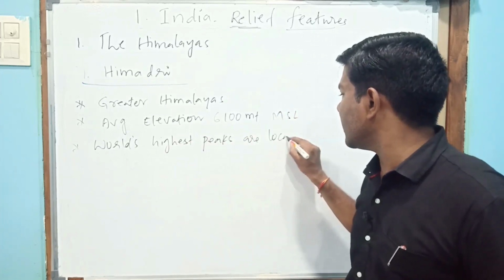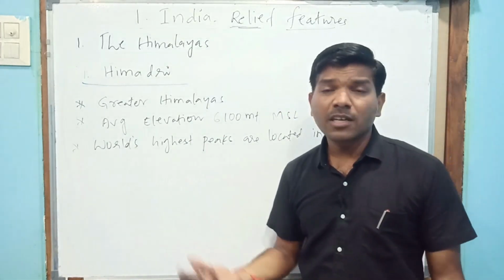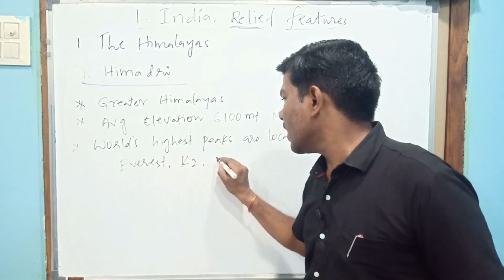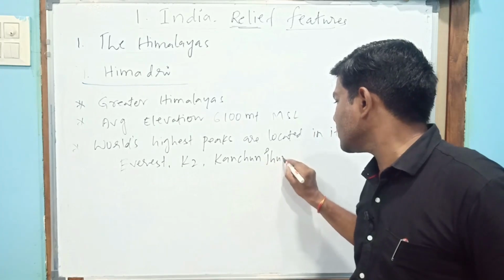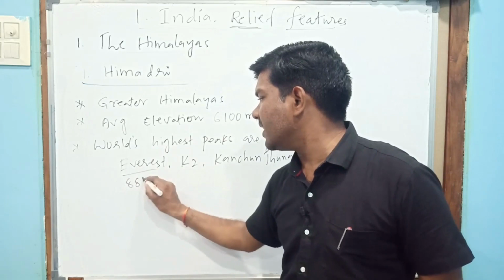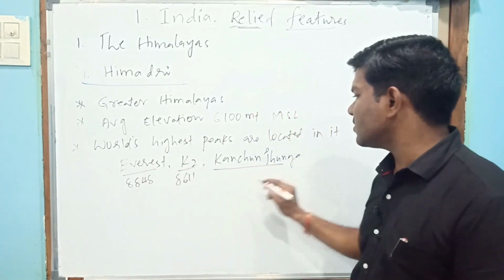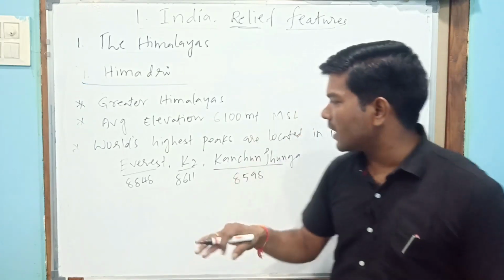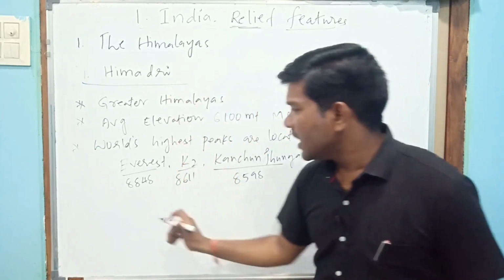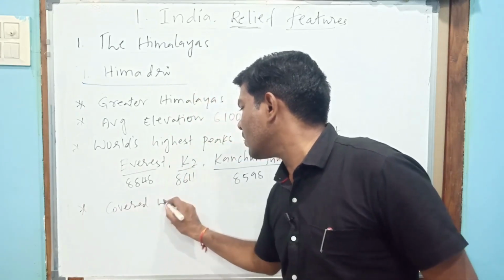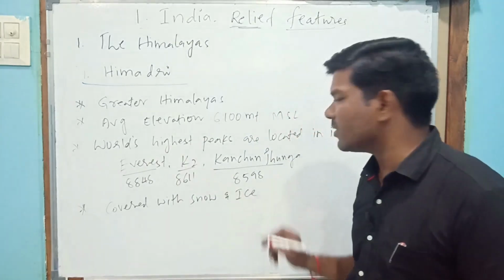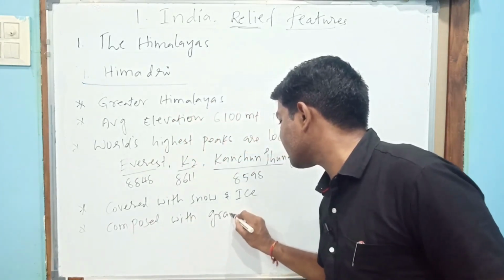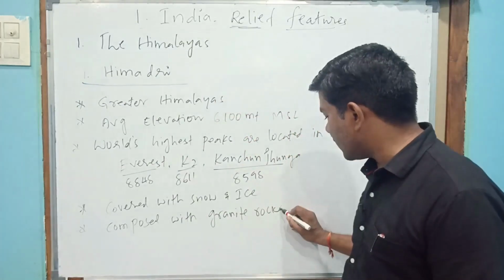The world's highest peaks are located in it. Can you name a few of the world's highest peaks? Everest, K2, and Kanchenjunga are examples. What is the Everest height? 8848 meters. K2 height is 8611 meters. Kanchenjunga height is 8598 meters. So the world's highest peaks are located in Himadri. It is world famous, covered with snow and ice, and composed of granite rocks.